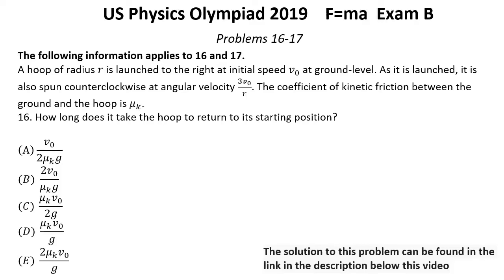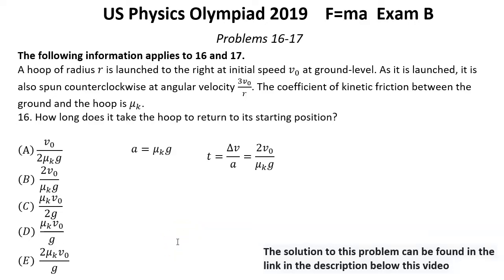Solution for problem number 16. When the hoop is moving, it is slipping, and because the initial speed was v0 to the right, if the hoop is slipping until it returns to the initial position, its velocity will be v0 to the left. It means that the total change of velocity will be 2v0. Because acceleration due to the force of friction is mu k g to the left, the total time must be equal to delta v over a, which is 2v0 over mu k g. That could happen if our hoop is moving and slipping until it reaches the initial point.